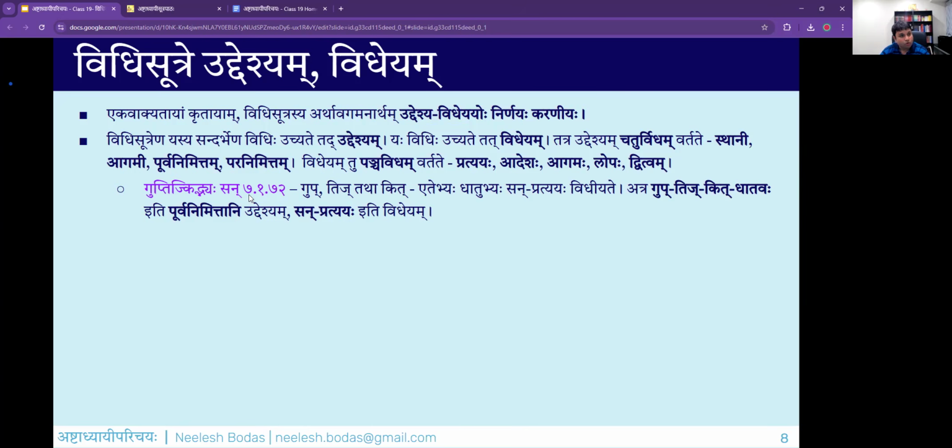You have the sutram Guptichkidbhyas san. Now you have to do ekavakyata, but I'm going to skip that because I have taken really simple sutras. So Guptichkidbhyas san. Gupa, tija, tatha kita etebhyaha dhatubhyaha san iti pratyayaha vidhiyate. So here these dhatus are purva nimittas because the pratyaya is going to come and sit after them. It is expected that you already know there are dhatus called gupa, tija and kita, and a new pratyaya is going to come and sit over there.